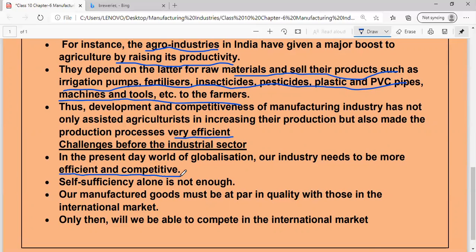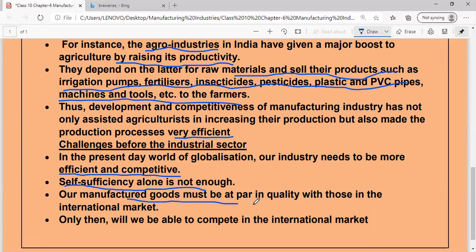Globalized world means countries are depending on each other. Okay, and self-sufficiency alone is not enough. Okay, you can produce whatever you want, because you have money, technology, etc. But that is not enough. You have to compete with others. Then only industrial development is possible. Our manufactured goods must be at par in quality with those in the international market. So we have to compete with other countries.